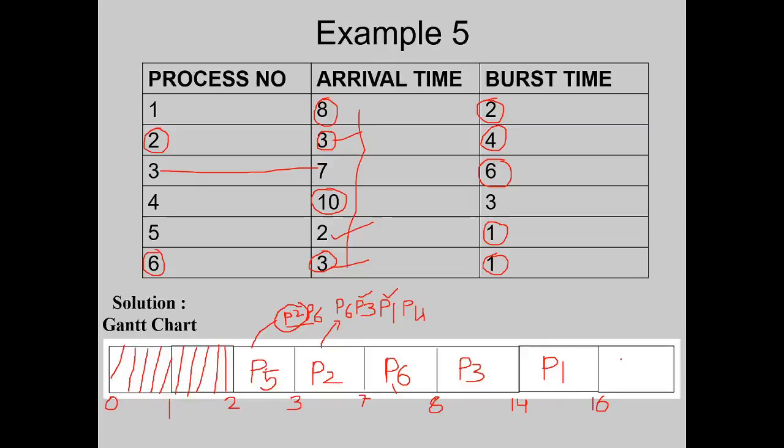Now the last process remaining is process P4. For how many units is it going to run? Process P4, see here, 3 units. So 16 plus 3, 19. So process P4 is going to start from unit 16 and end at unit 19. Now this is the chart and the CPU allocation of the processes.